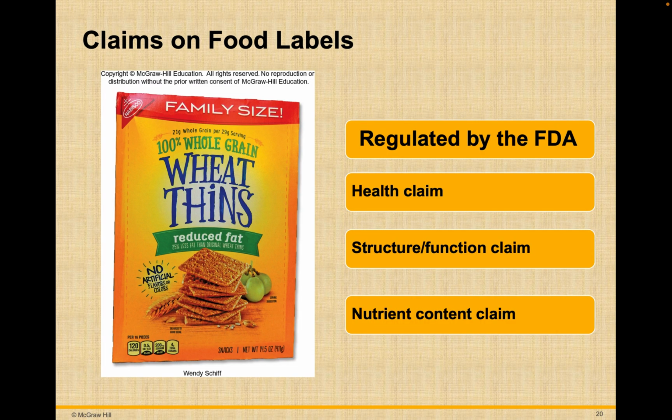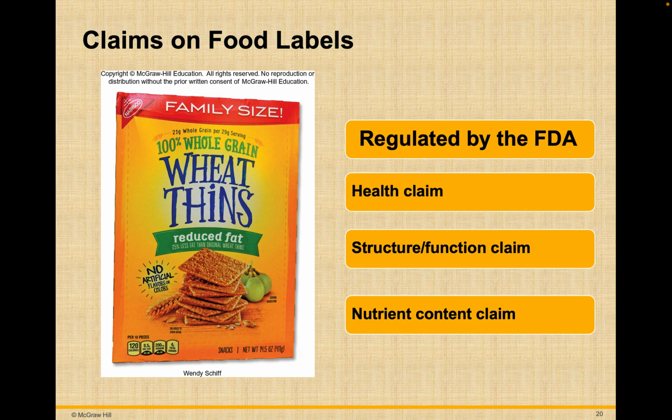On some labels, you will see food claims. As in the example here, we see that the wheat thins have reduced fat, which is a nutrient content claim. The FDA determines the requirements for all types of health claims in labels. In this case, for a product to be labeled as reduced fat, a serving must contain at least 25% less fat than the reference food, which is regular wheat thins.